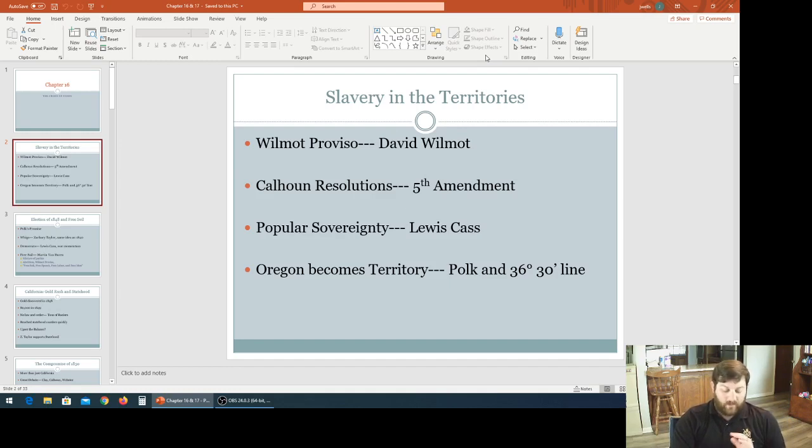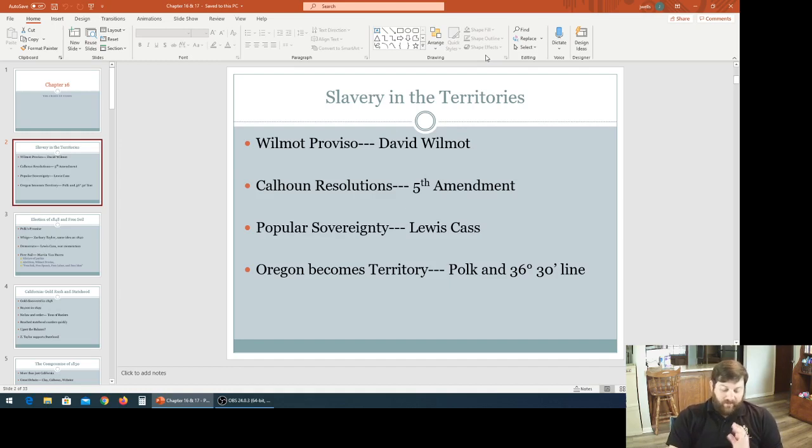Twice it passed the House, but it failed in the Senate. It failed, but the idea stayed prominent in politics. As a rebuttal, John Calhoun came up with what we know as the Calhoun Resolutions, and he proposed it in the Senate. The Calhoun Resolution said that to prevent any person from taking their slaves west would be to deny him the Fifth Amendment.